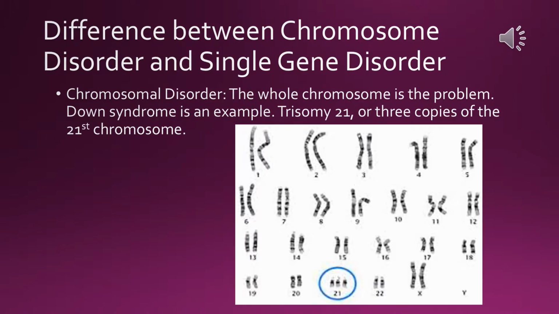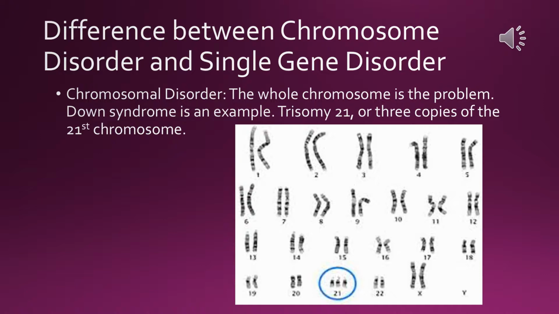Now that you know the difference between chromosomes and genes, a chromosomal disorder has to do with a whole chromosome being the problem. For instance, trisomy 21, meaning there are three 21st chromosomes, is Down syndrome. And that means that people with Down syndrome are born with three copies of the 21st chromosome. And this is what causes all of their genetic differences.